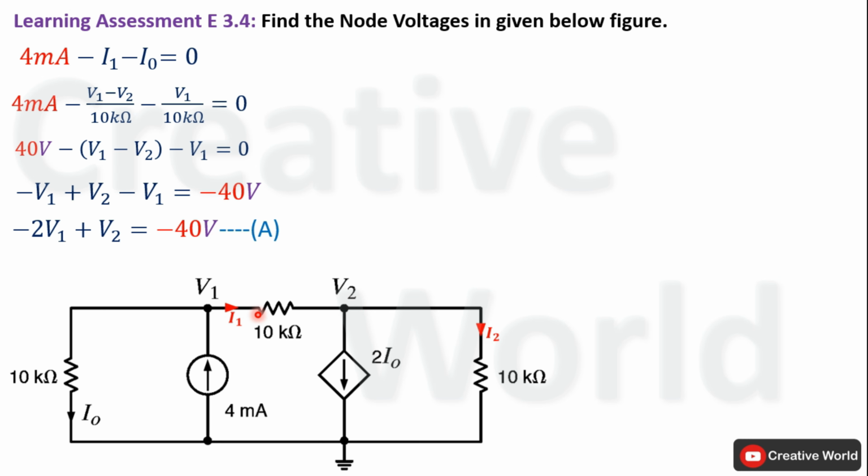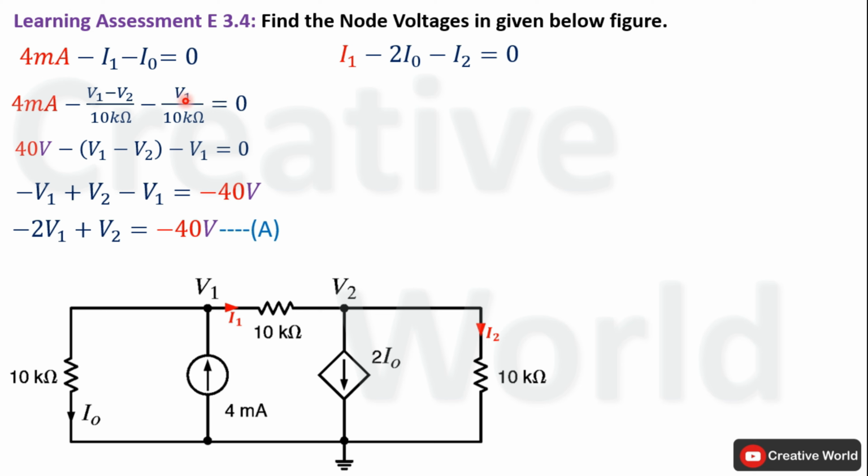On this node, one current is entering, that is I1, while two currents are leaving. One is the current of this branch, that is 2 times I0, and the other one is I2. Entering current is taken with positive sign while leaving currents are taken with negative sign. Next step is to replace these currents with their respective equations.